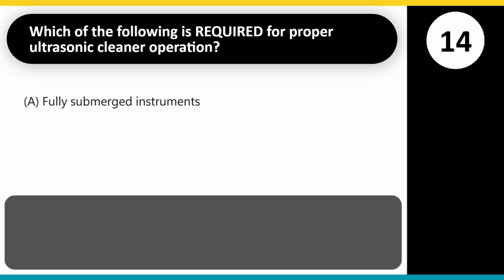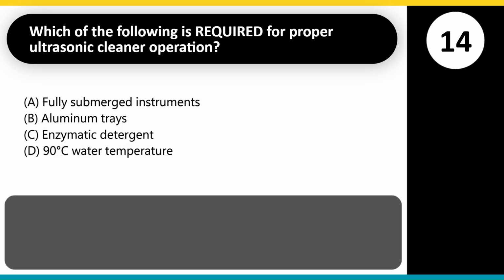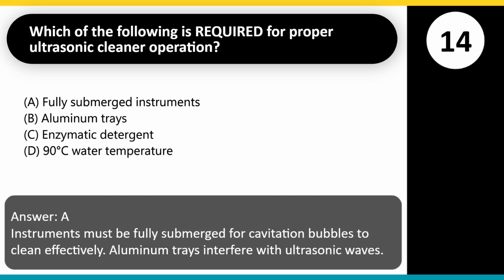Which of the following is required for proper ultrasonic cleaner operation? A. Fully submerged instruments. B. Aluminum trays. C. Enzymatic detergent. D. 90 degrees Celsius water temperature. Answer, A. Instruments must be fully submerged for cavitation bubbles to clean effectively. Aluminum trays interfere with ultrasonic waves.